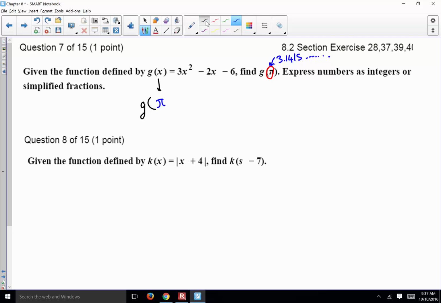Put it here. If x turns to pi, you need to change every x on the right side into pi. This time, you don't need parentheses around pi, because it's already a single positive notation. It's not two terms like minus and 2. This is single. Everywhere you see x, make it pi.